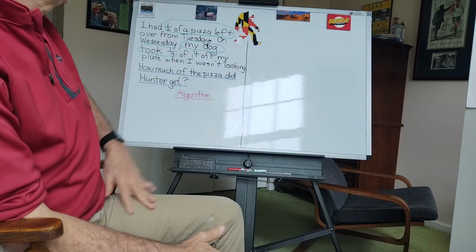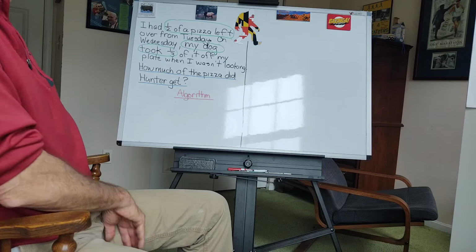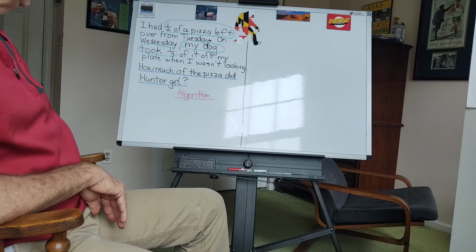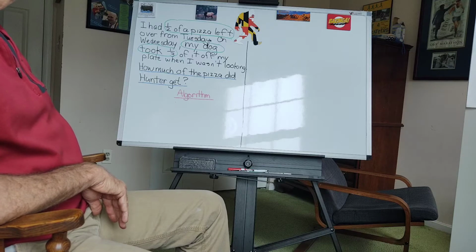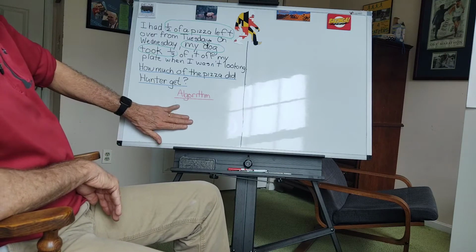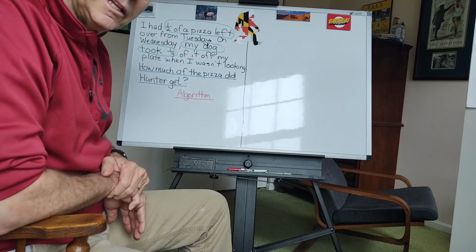So here's our problem for the day. I had 1/2 of a pizza left over from Tuesday. And on Wednesday, my dog took 1/3 of it off my plate when I wasn't looking. How much of the pizza did Hunter get? Hunter is my dog. So you see here we have a space for our algorithm that we used the other day. But first, let's picture this, okay?